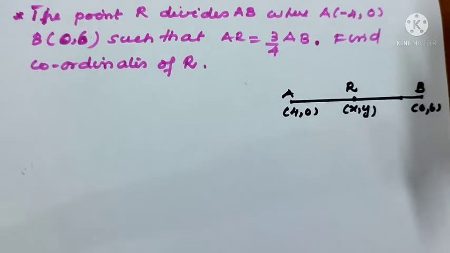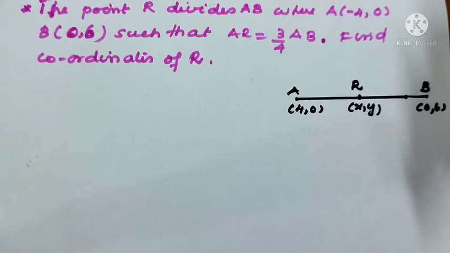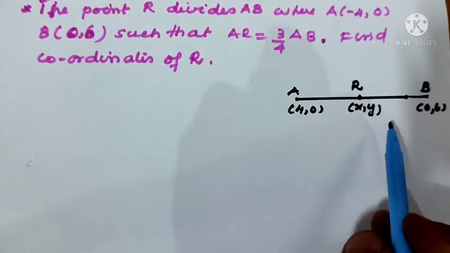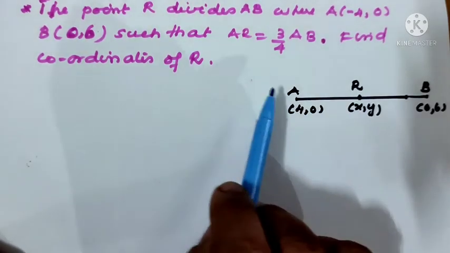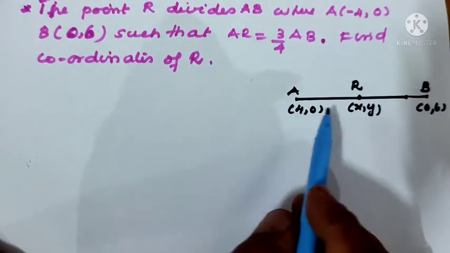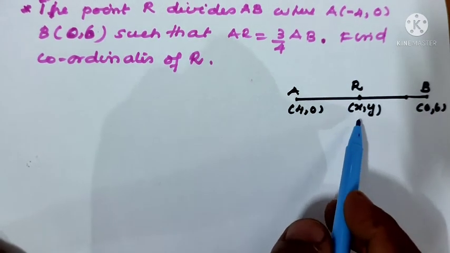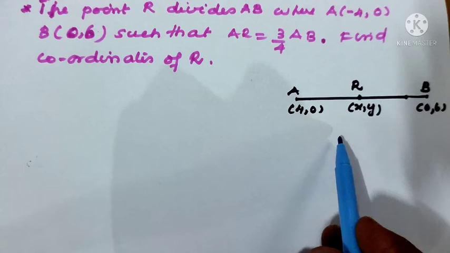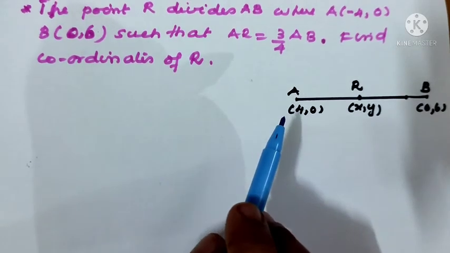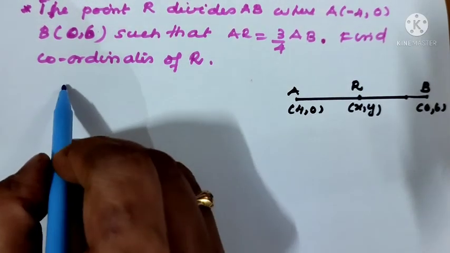The point R divides AB where A is (-4, 0), B is (0, 6). Then AR equals 3/4 AB. Find the coordinates of R. So the diagram is the same, we can draw the diagram the same way. A and B are (4, 0) and (0, 6). R is unknown to us, so we take it as (x, y). Now the ratio is given in the question as AR equal to 3/4 AB.